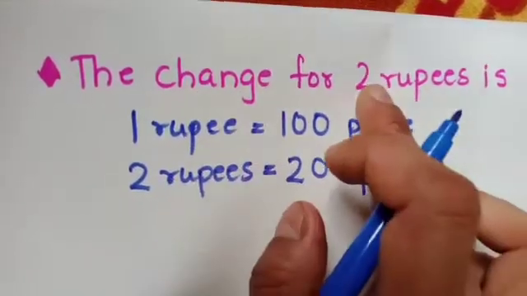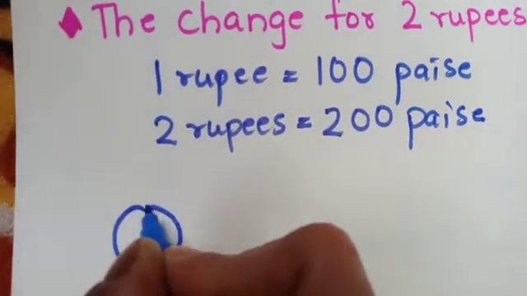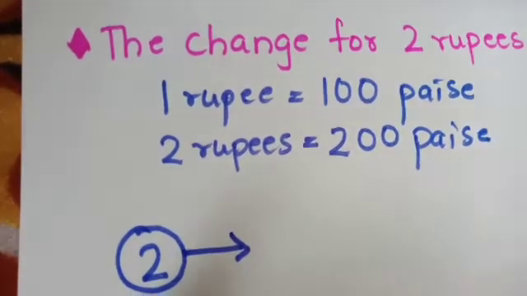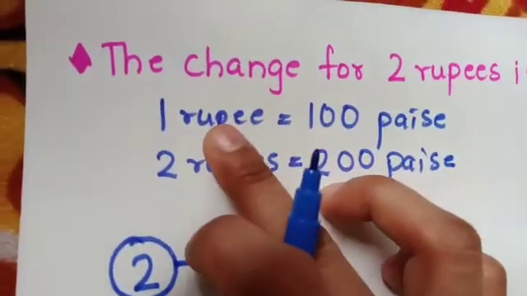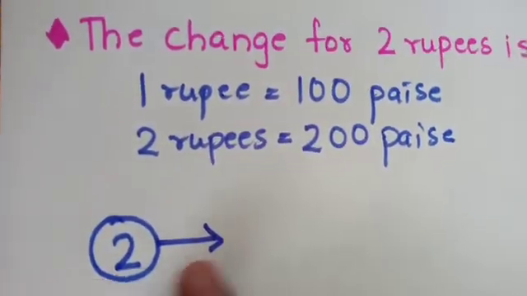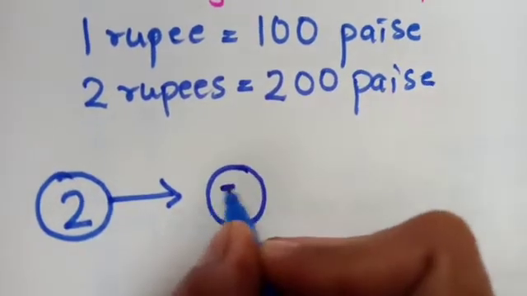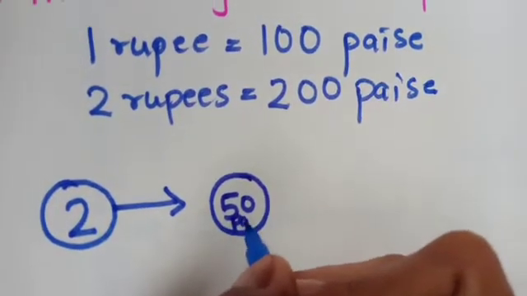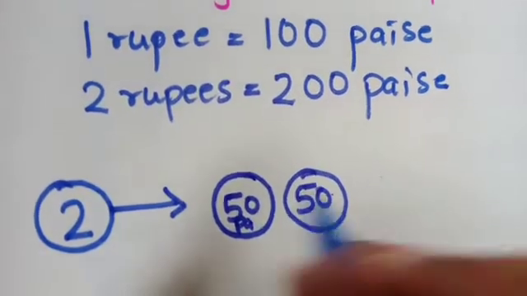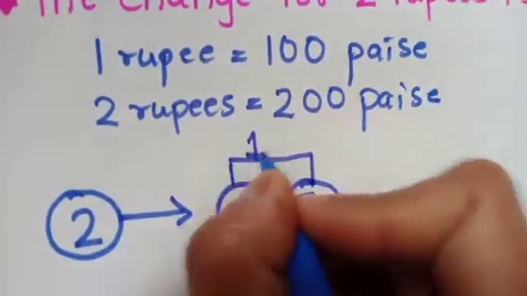So, how to give change for 2 rupees coin? See, for example, this is 2 rupee coin. How many coins of 50 paise we will give? For 1 rupee, we were giving 2 coins of 50 paise. So for 2 rupees, how many we will give? See, this is 50 paise. This is 50 paise. 50 plus 50 is how much? 50 plus 50 has become 1 rupee.